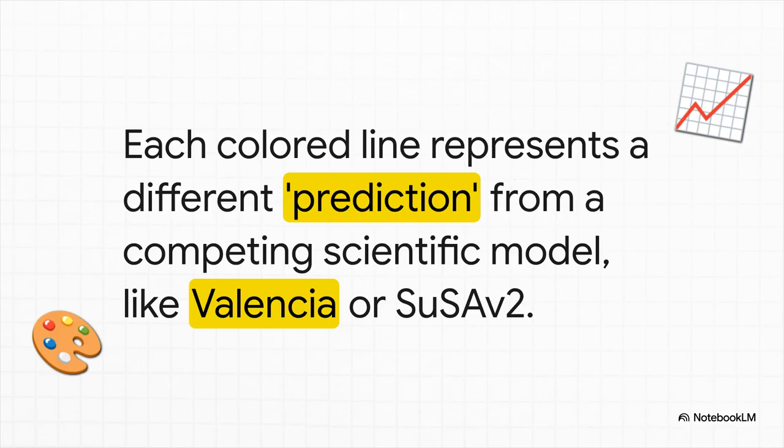You know, a really good way to think about these charts is to see those colored lines as different weather forecasts, but for a subatomic storm.